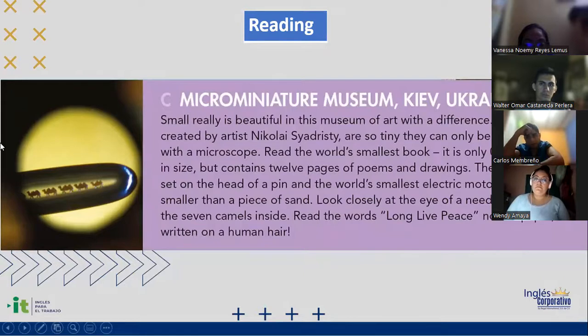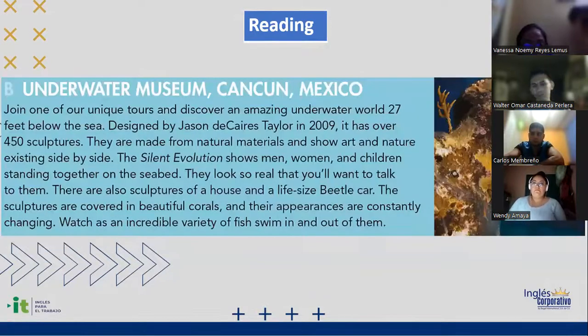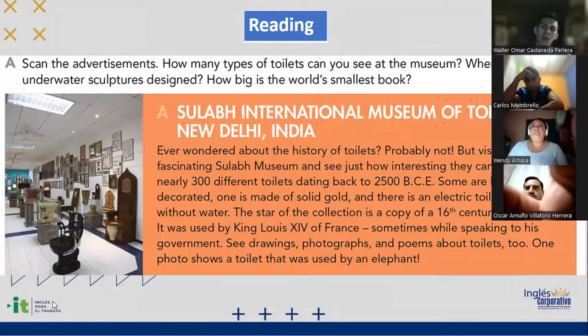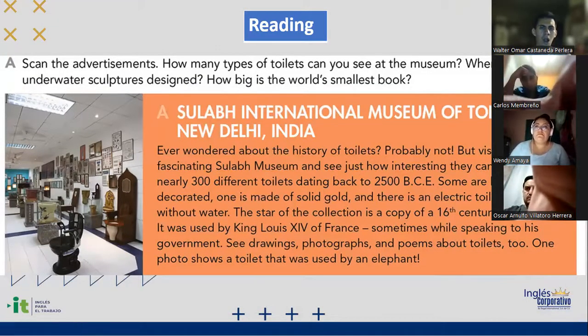Zero point six millimeter, right? Imagine, only with the microscope, you can read this book, right? And it contains poems and drawings. So that's it. Now, we're going to start with the manual, but before we start, I don't know if you have questions about vocabulary. Questions about vocabulary?